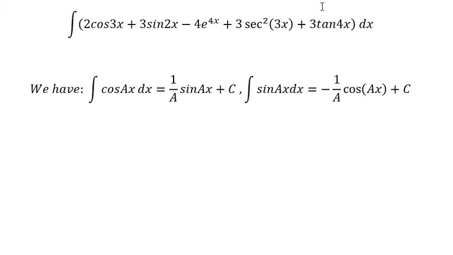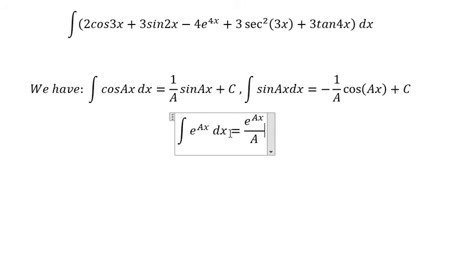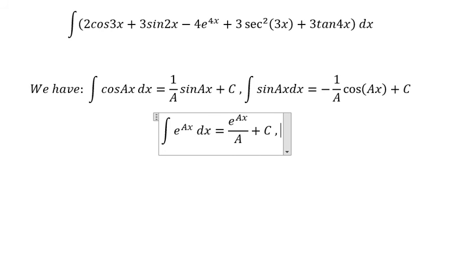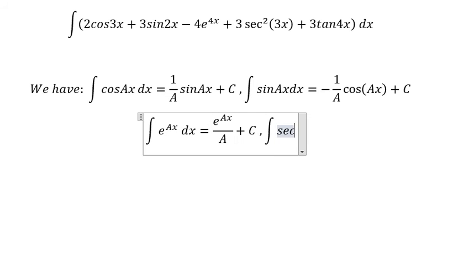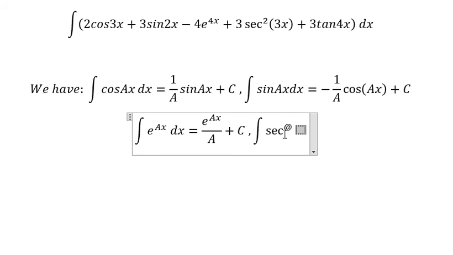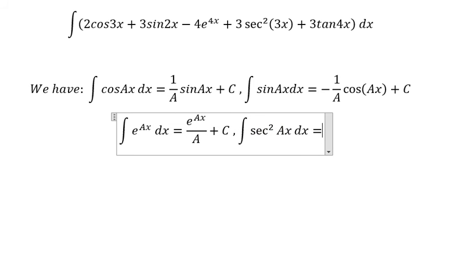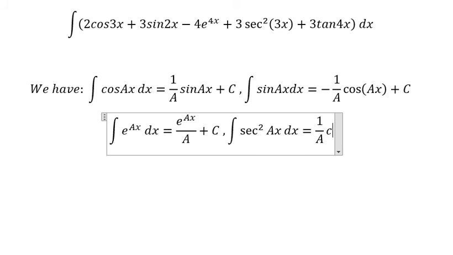The integration of e to the power of ax, we have e to the power of ax over a, and I will put plus C. The integration of secant of ax squared, we have 1 over a tan ax.